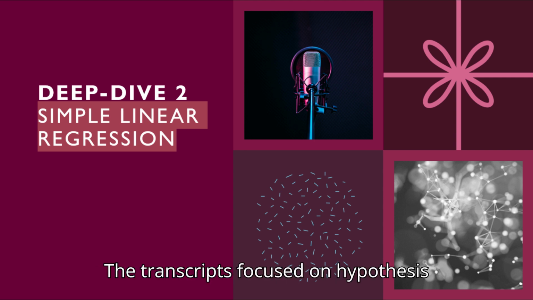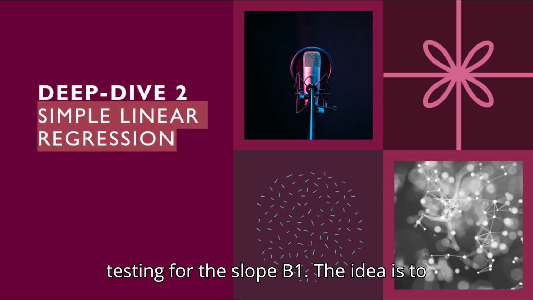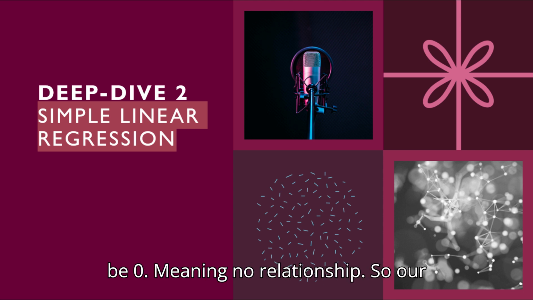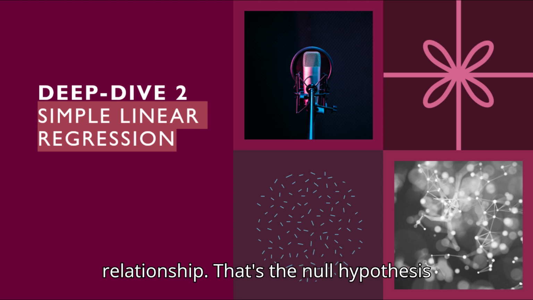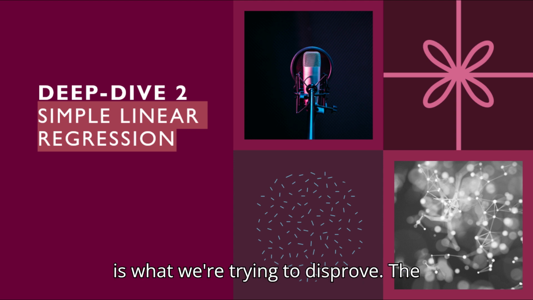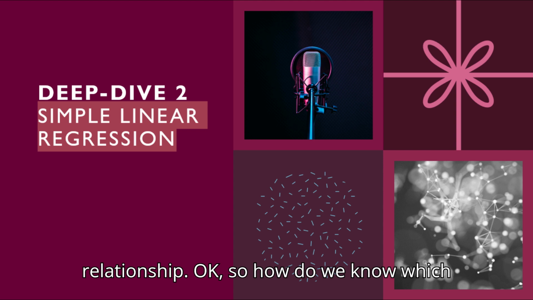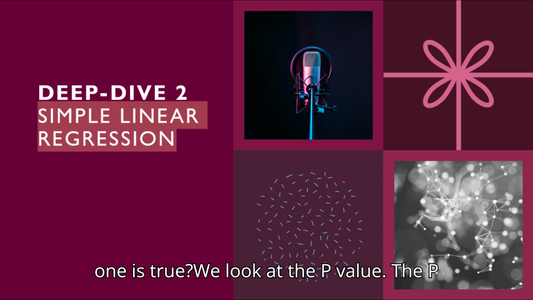The transcripts focused on hypothesis testing for the slope, B1. The idea is to see if there's a real relationship between x and y, or if the slope could just be 0, meaning no relationship. So our hypothesis is that there's no relationship. That's the null hypothesis, what we're trying to disprove. The alternative hypothesis is that there is a relationship. Okay, so how do we know which one is true?